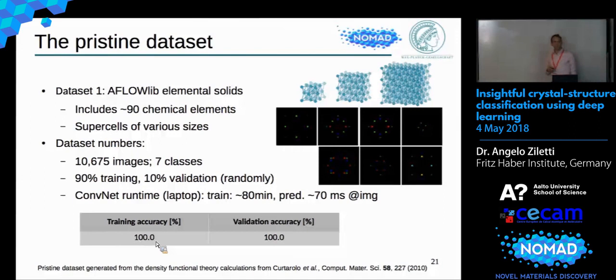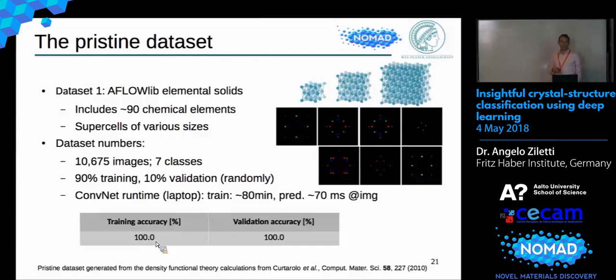The idea is we need a data set, and in particular a training data set. So I took the AFLOWLIB elemental solid data set that was generated by Stefano Curtarolo, and it is in the NOMAD archive. I read this from the NOMAD archive, and this includes 90 chemical elements, and supercells of various sizes. You have roughly 10,000 structures, and these belong to the 7 classes I showed you before. You divide them randomly, 90% in training and 10% in validation.